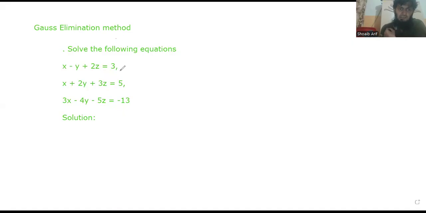So we have a system of linear equations. There are three equations. This is equation number one. This is equation number two. This is equation number three. So by using Gauss Elimination Method, we will compute x, y, and z.